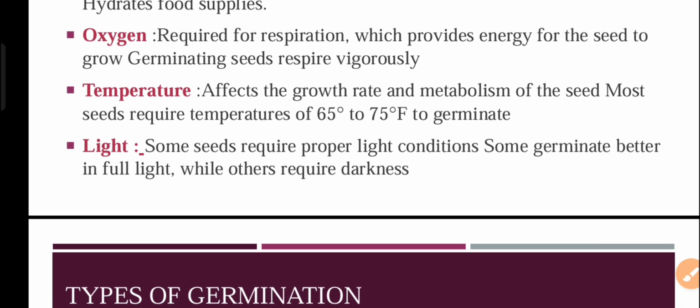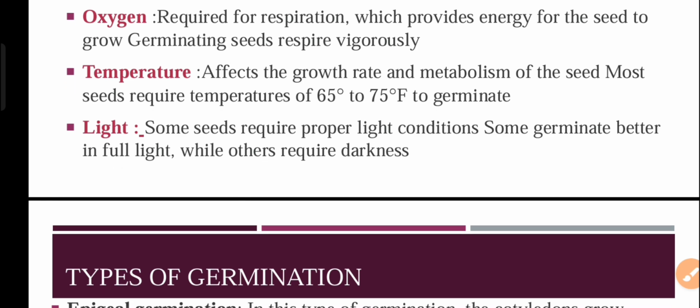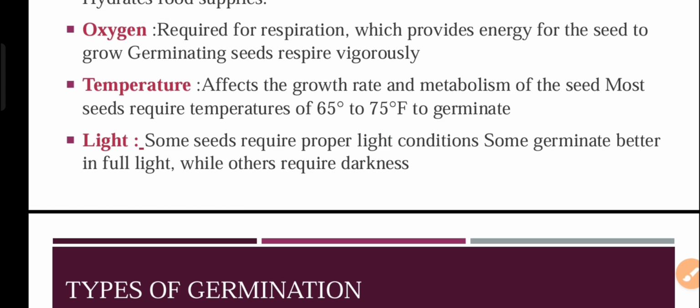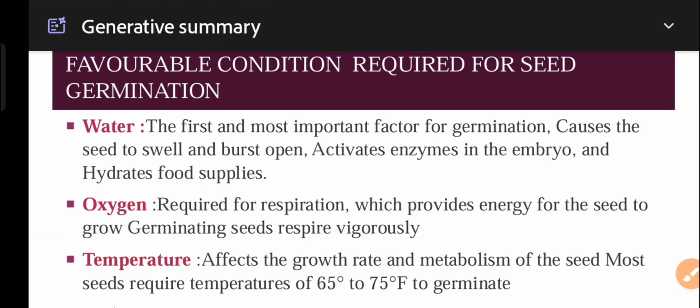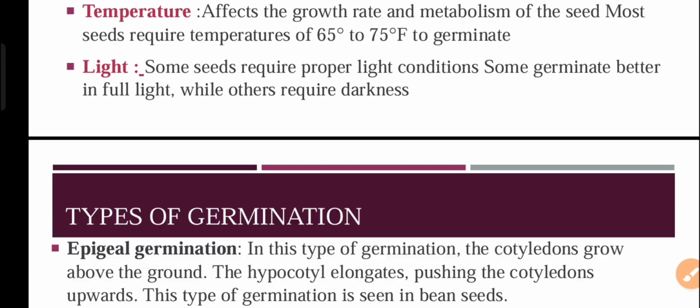And then the last one is light. Some seeds require proper light conditions. Some germinate better in full light, while others require darkness. Not all plants require light. Some plants will grow in dark conditions also. Yes, this is about the favorable conditions required for seed germination.